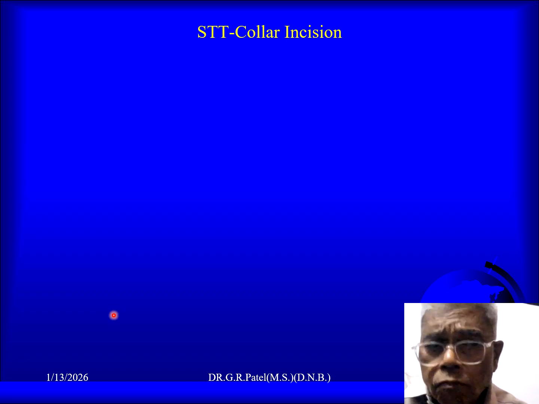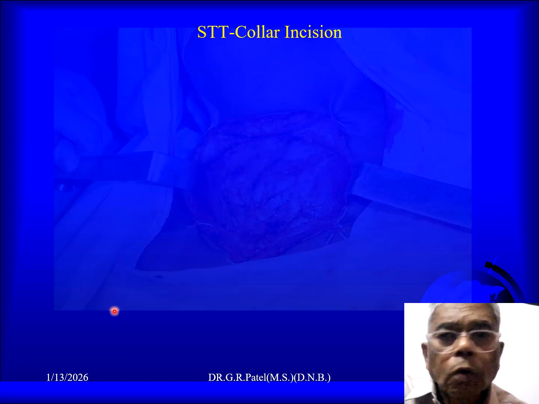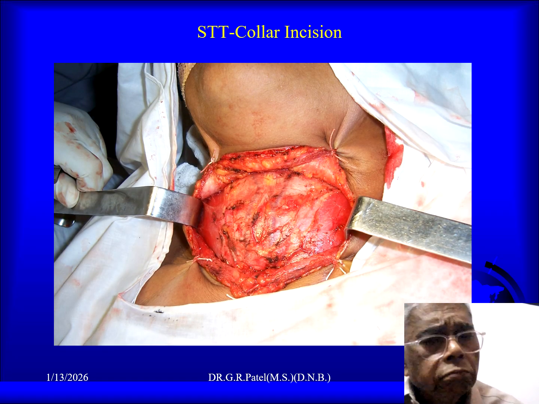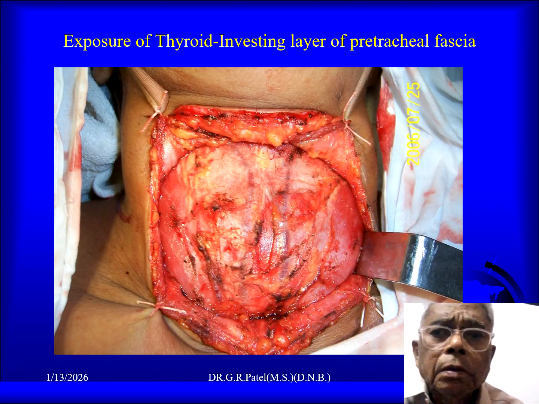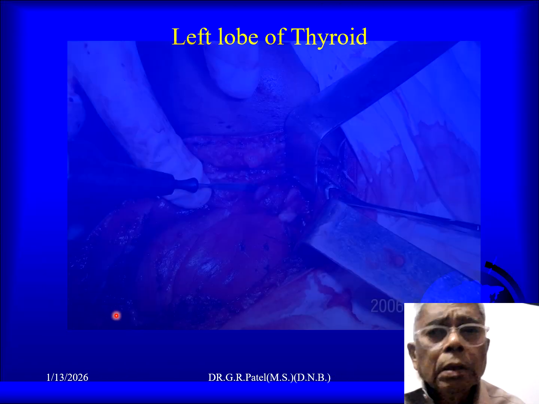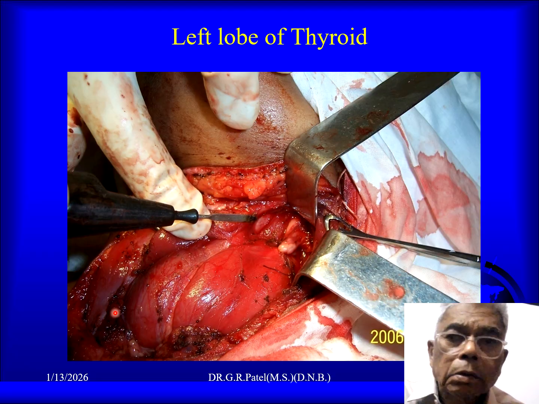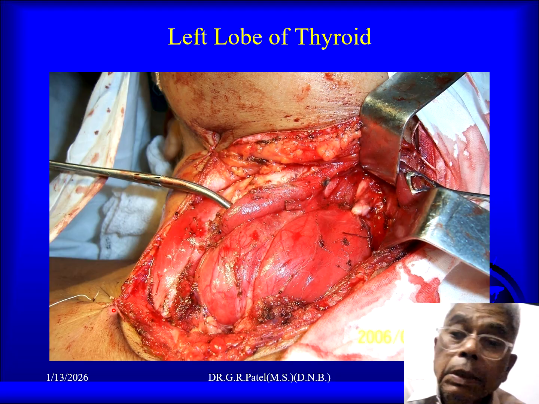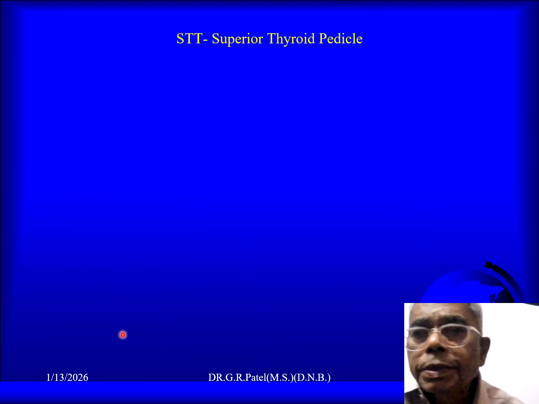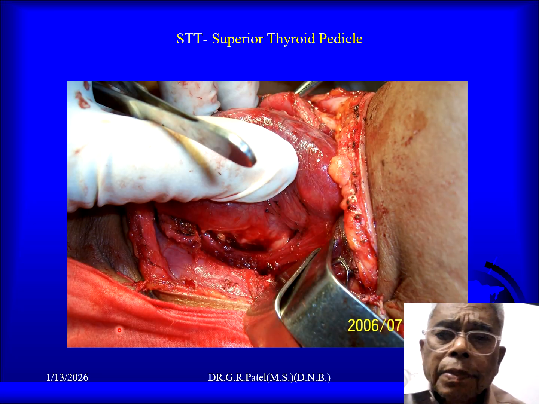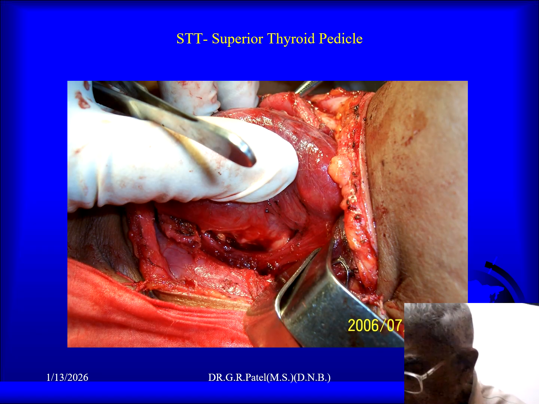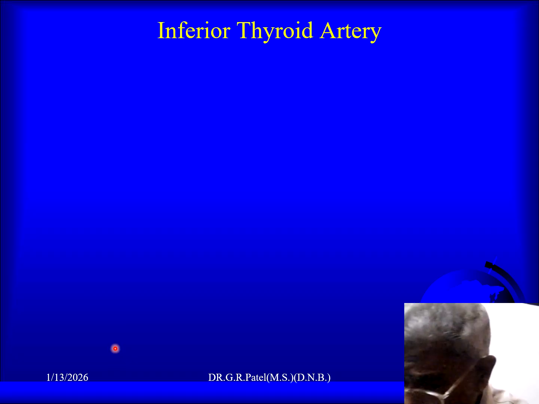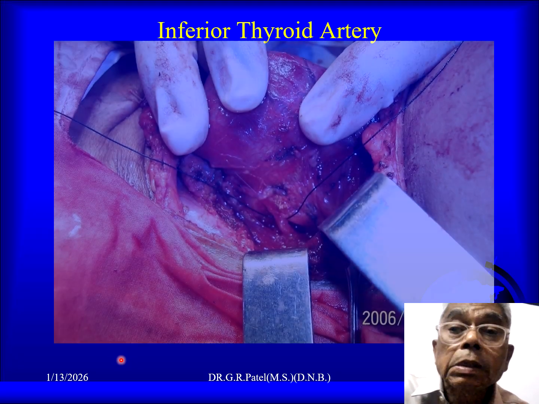Subtotal thyroidectomy, collar incision. Left lobe of thyroid being operated on. Left lobe of thyroid has been displayed. Superior thyroid pedicle is skeletonized, and nerves and artery are ligated separately.